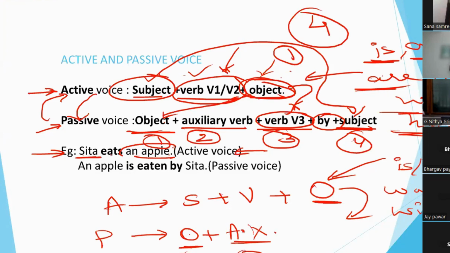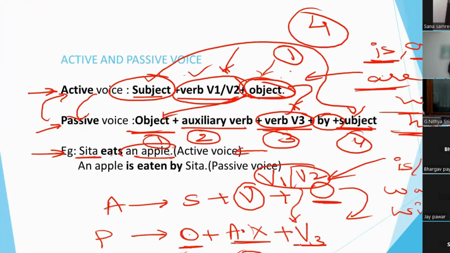Now, the rule number 3 says, in your active voice, the main verb will be either in V1 form or in V2 form. So when you are changing that into the passive voice, you always have to use the V3 form of the verb only. This is our third rule. Clear until here to everybody? Yes, ma'am.